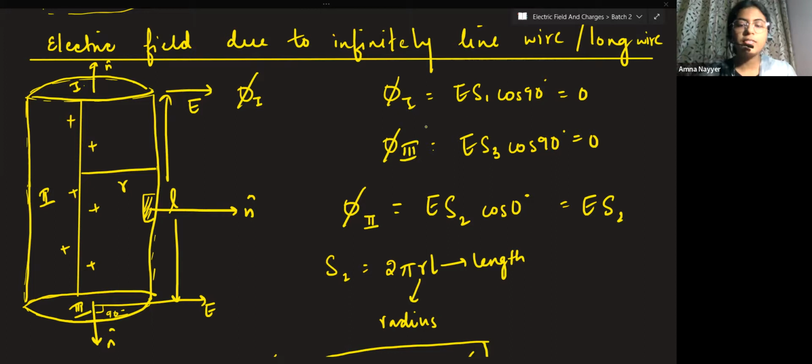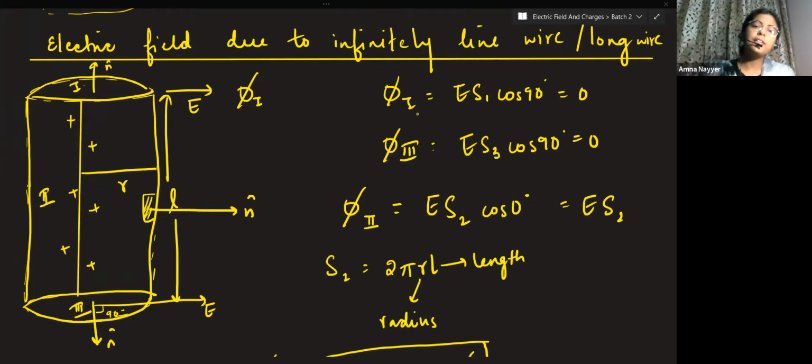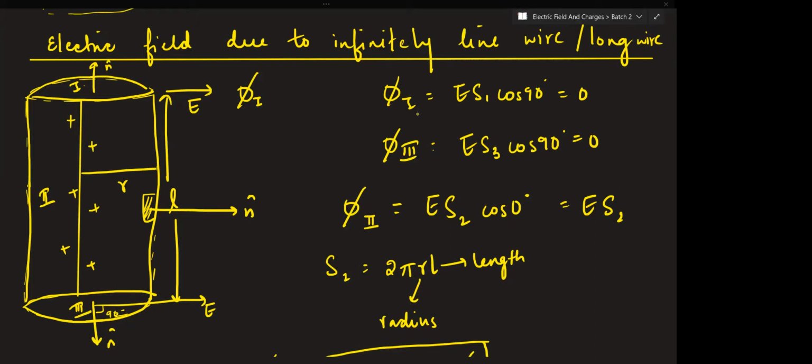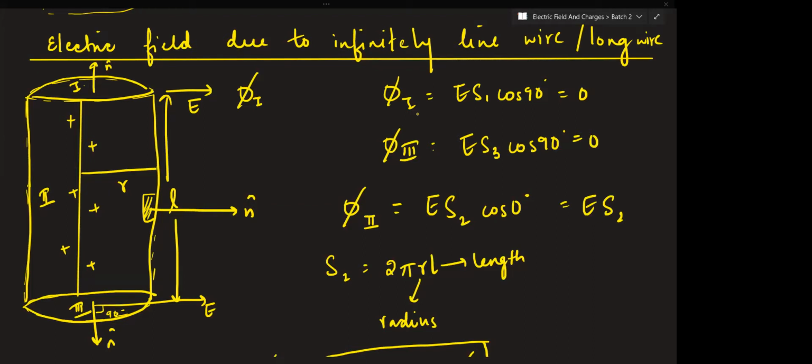Yes, Akifa, tell me, how does electric field vary with r in case of an infinitely long wire? How does electric field vary with r? R is the distance, the radius. It is inversely proportional. Inversely proportional, correct.